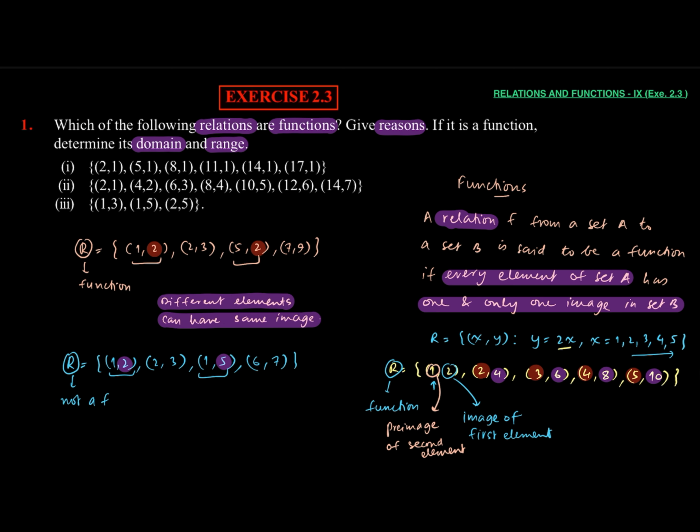So this is not a function. So this is another point to be noted, that the same element cannot have different images. So these are the 2 points to be noted: a relation will be a function even if different elements have the same image. But a relation will not be a function if the same element has different images.